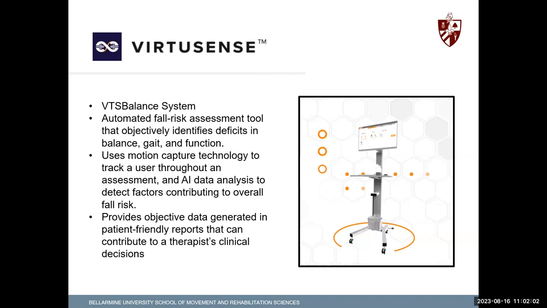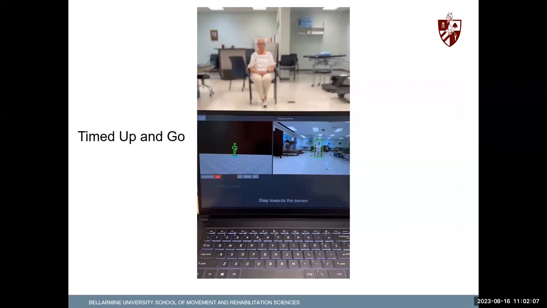So that's the device. What I did, I had my mother, who is 77 years old, a community dwelling older adult, go through four of the outcome measures that we often use with the VirtuSense and recorded it so you can see the device in action. So I have a short video clip of the assessment tool, and then we'll look at the results.